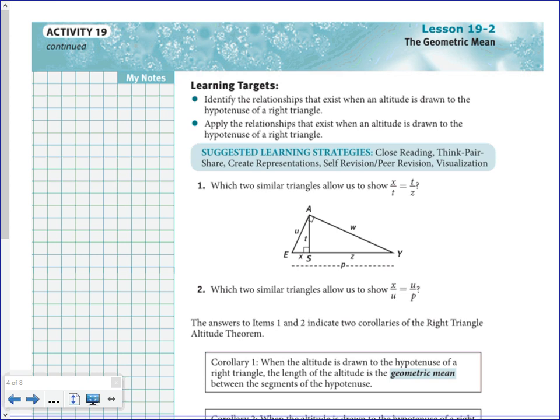This method that we're going to look at today is just a little bit quicker if you have the rules memorized. So it does require a little bit of memorization. And so we're going to start off here. Which two similar triangles allow us to show that x over t equals t over z? So what you want to find, what are the triangles that have those side lengths? X and t are in this little triangle, and t and z are in the medium-sized triangle. And so if we write our similarity statement, triangle AES is similar to triangle YAS.